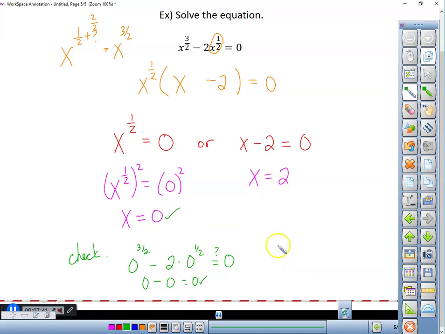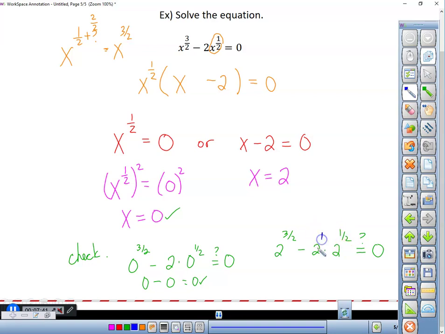So now what I'm looking at, 2 to the 3/2 power minus 2 times 2 to the 1/2 power. Is that equal to 0? And so here, because 2 I can't rewrite as any other power, I'm going to look at this in terms of combining my exponents.